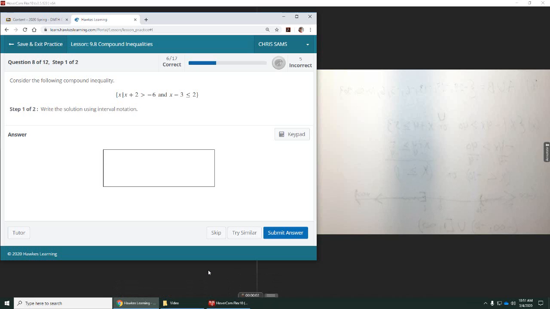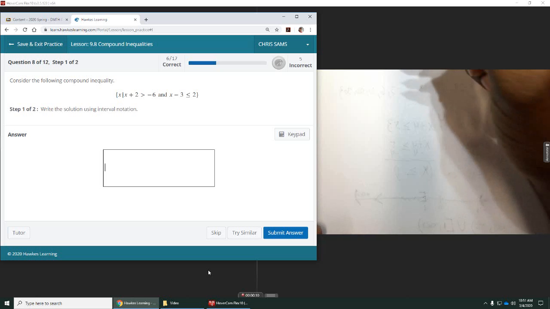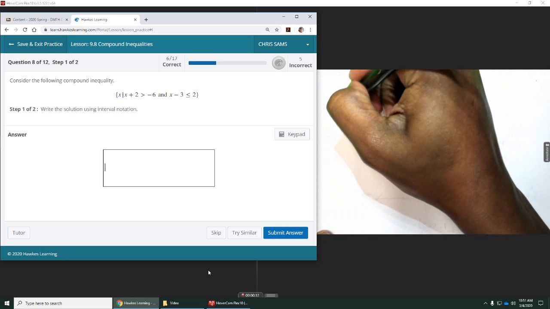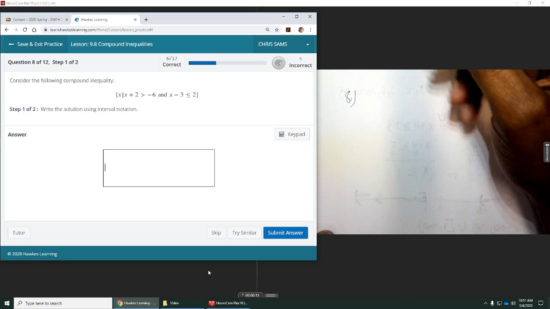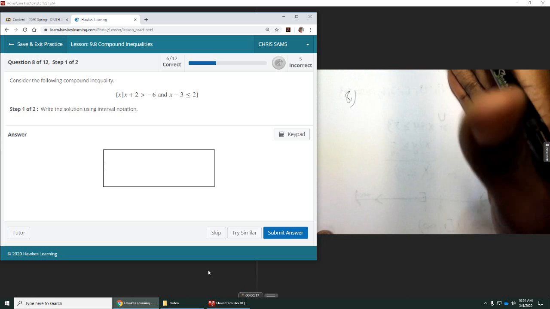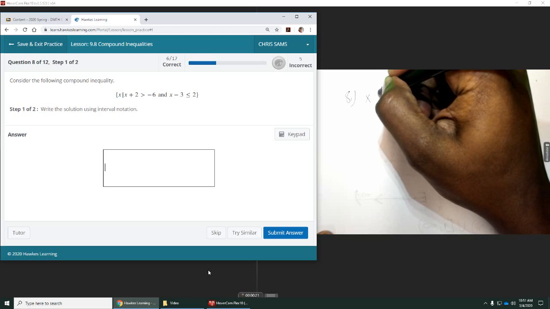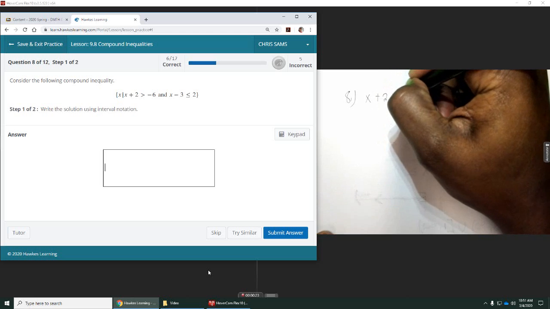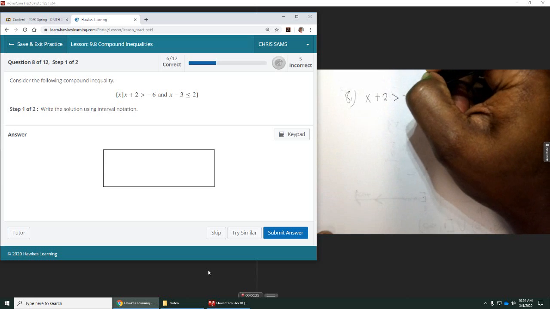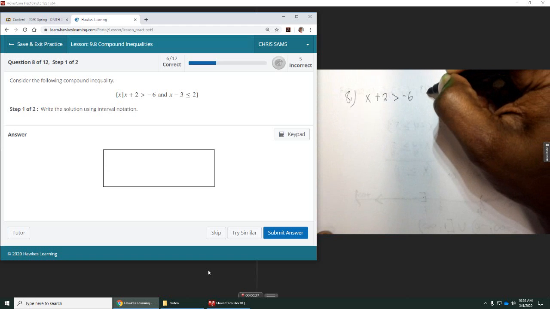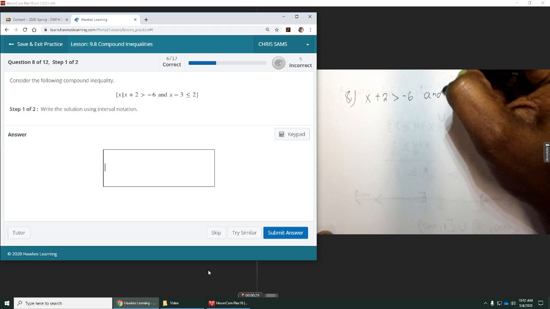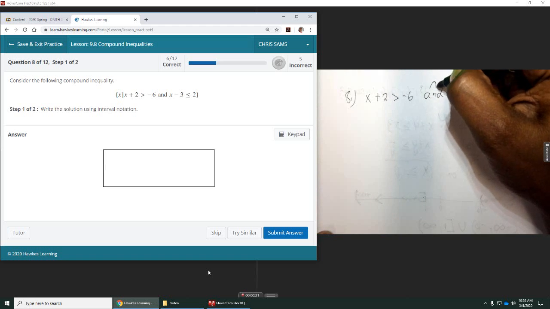All right, number 8. This one is a little different. Instead of having the word or, we're now looking at the word and. So, still have set-builder notation, but I'm focusing on the inside. So we are given x plus 2 is greater than negative 6, and the word and means intersection.